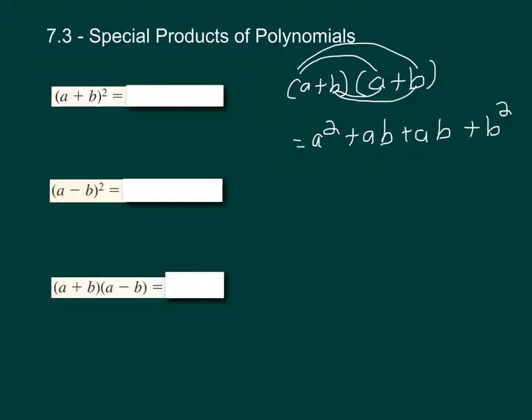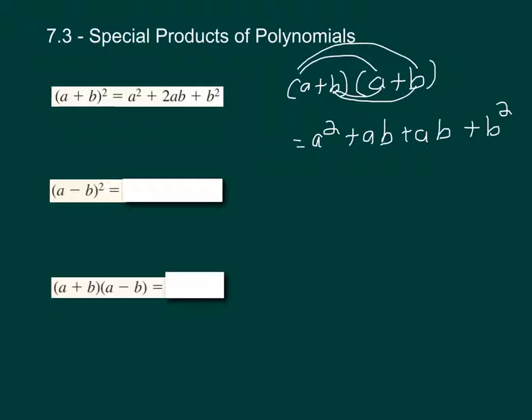You'll notice that these two terms in the middle here can combine, and I can actually get my simplified version, which would be a squared plus 2ab plus b squared. And that's a nice formula that we can jump to right from this, regardless of what a and b are.